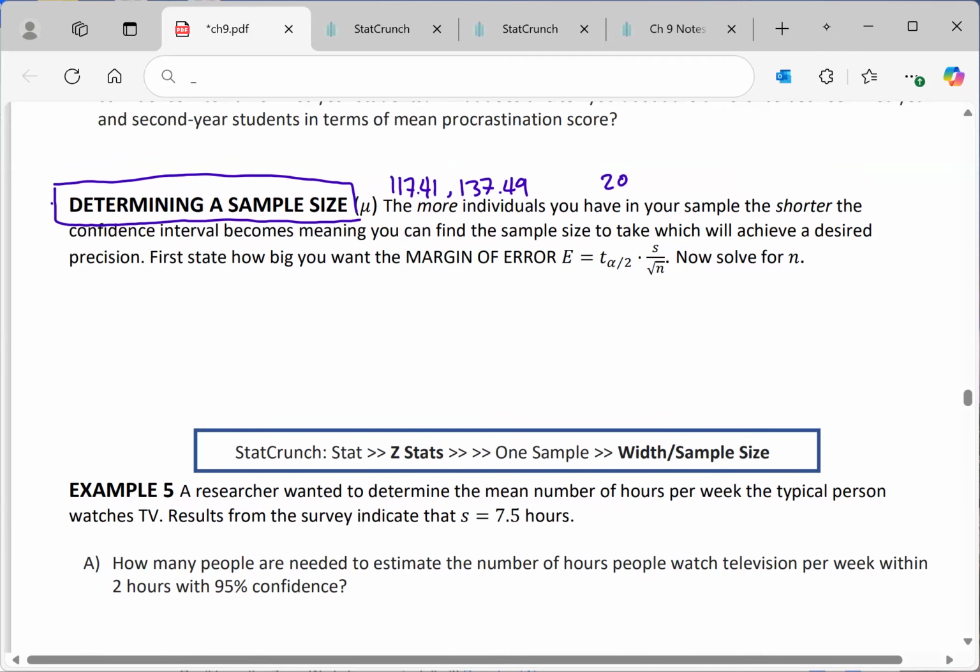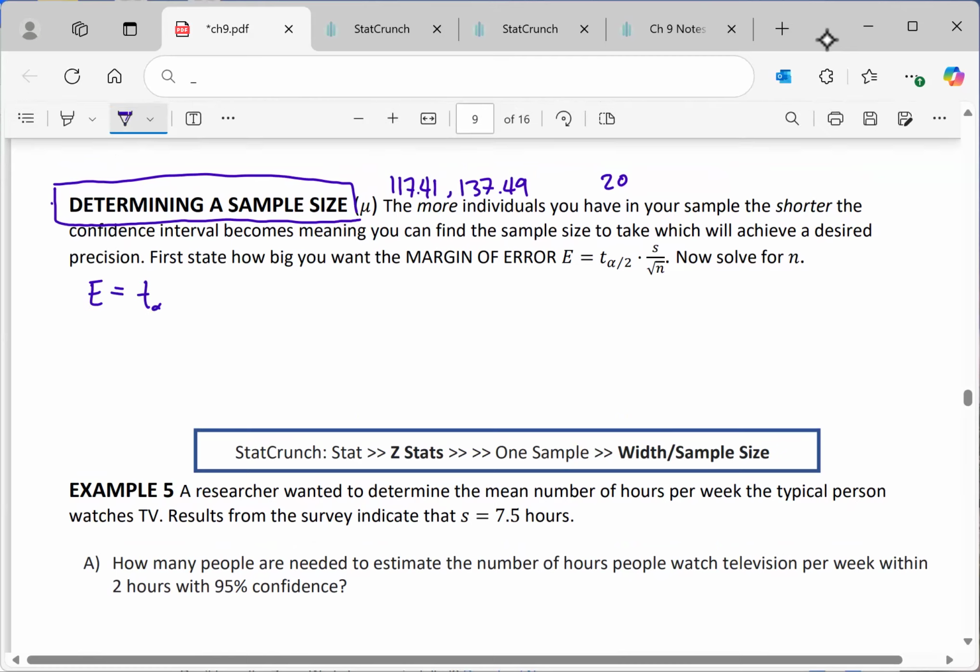And maybe we don't want that to be our width. Maybe we just want the width to be 10 or 5 chemicals. And if you also know the confidence level, then you can go ahead and do the same thing that we did before and shorten the interval. So let's just recall that the formula for the margin of error is the critical value times the standard error. So S over square root N.